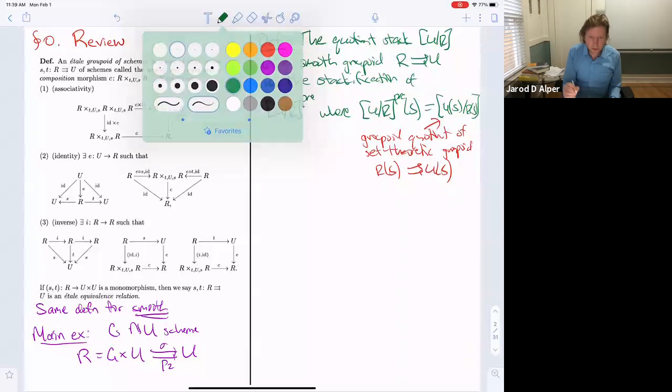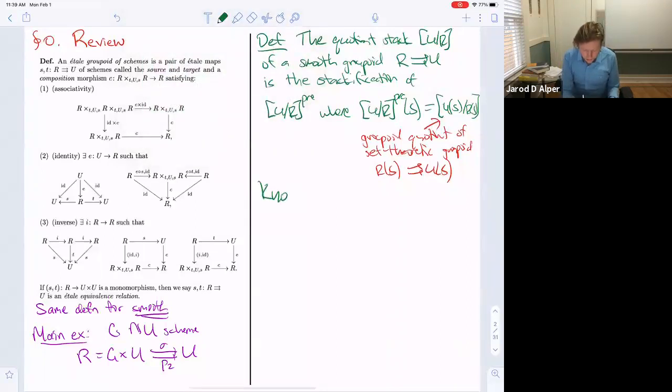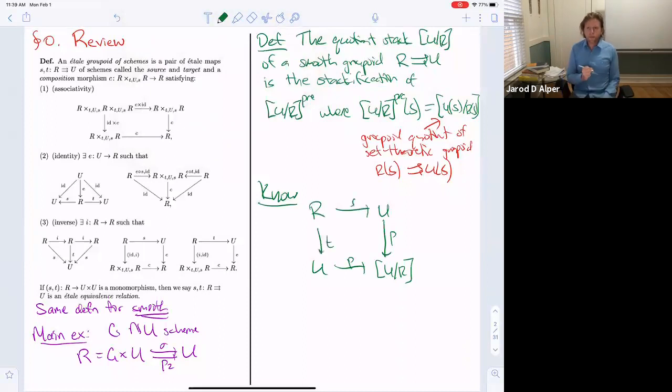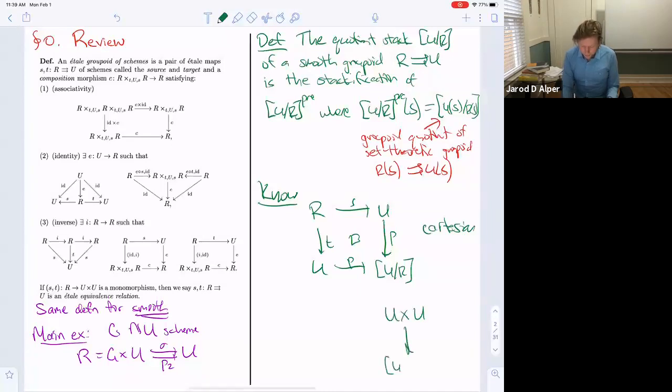One other thing we did last time was we know that there are some nice Cartesian diagrams associated to this construction. Namely, first there's this projection map, which exists essentially by definition, and if you take the fiber product of it over itself, you get R, with the maps being S and T. So this is Cartesian. The other diagram is: you take the fiber product of the diagonal with two copies of the projection, and you also get the scheme of relations.